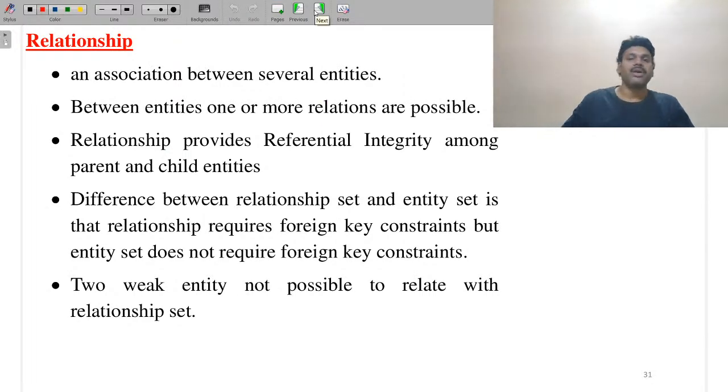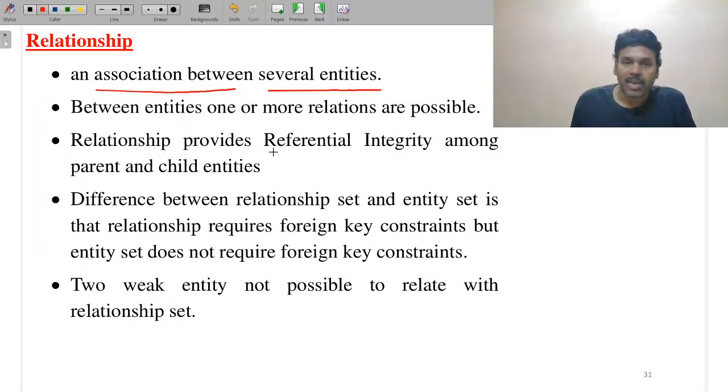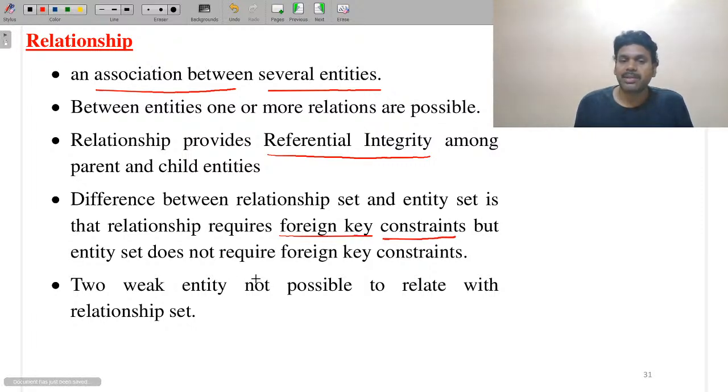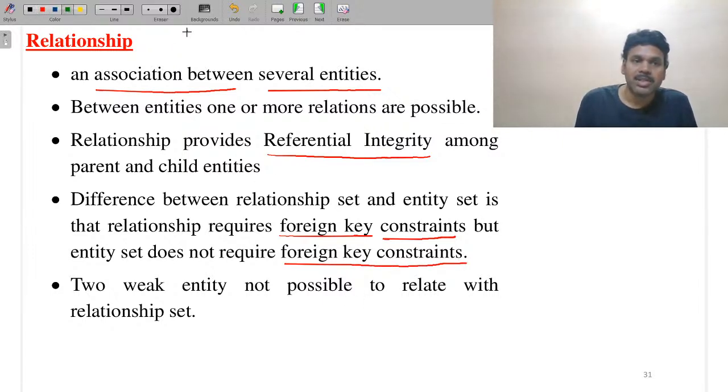And the last component of your ER, as far as terminology is concerned, is the relationship. So what is a relationship? It is an association between several entities. As we know from the previous lectures, a relationship provides referential integrity, and there is a requirement of a foreign key constraint here. So whenever you have a primary key versus a foreign key, there is a concept of relationship. This relationship we represent using a diamond.